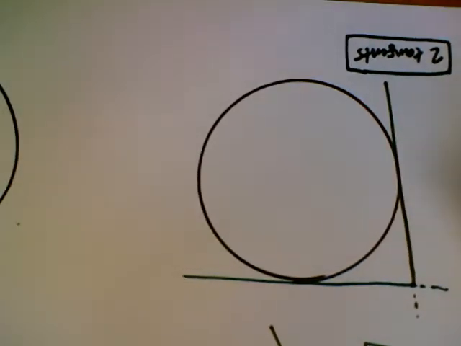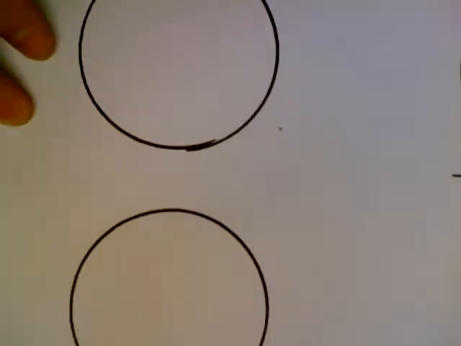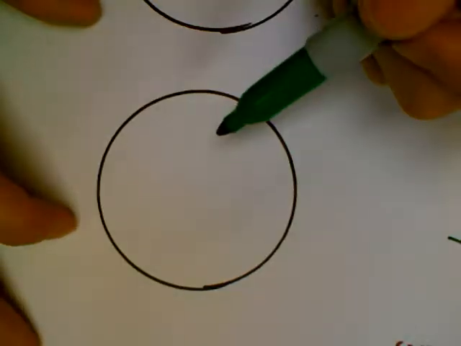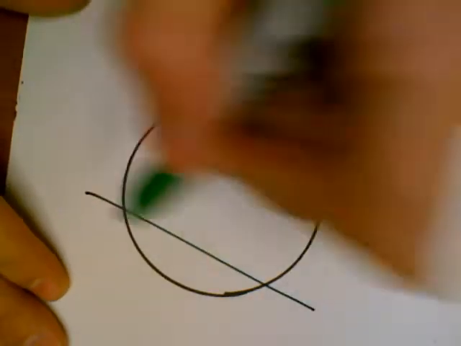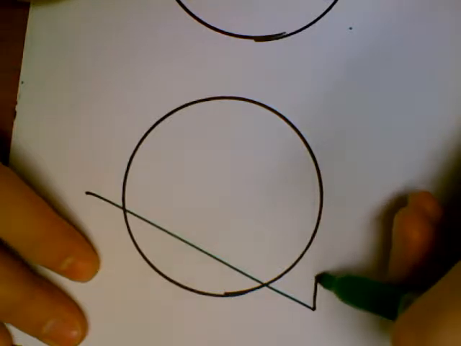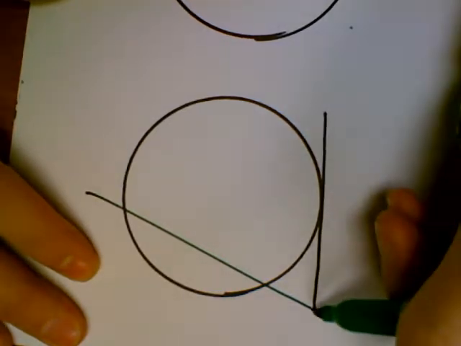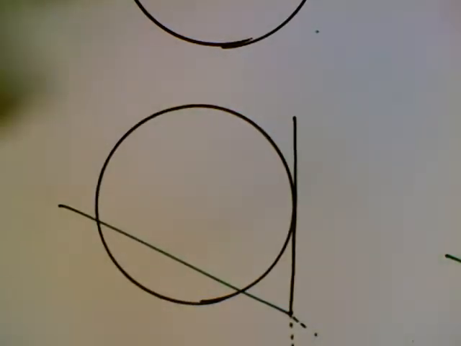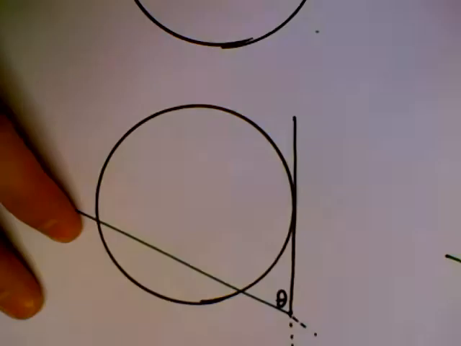And then my other possibility is that there's one secant and one tangent. So if I look here, I've got one secant and one tangent. Again, they go forever. So the angle that I'm going to be looking for in all of these cases is this angle here that's on the outside.